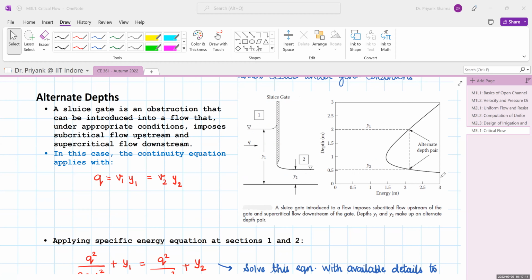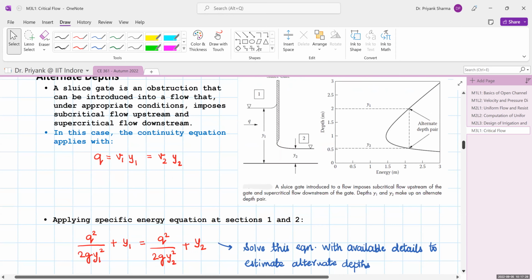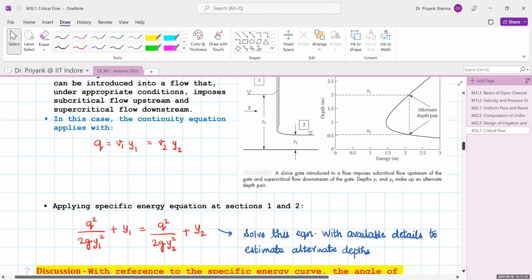Now, with the continuity equation, you have q is equal to V1 Y1, and that is V2 Y2. If we apply the specific energy equation at two sections, section 1 and 2, you get q squared upon 2g Y1 squared plus Y1, that is equal to q squared upon 2g Y2 squared plus Y2. If you solve this equation, you will get your Y1 and Y2, and that is how your alternate depths can be obtained.